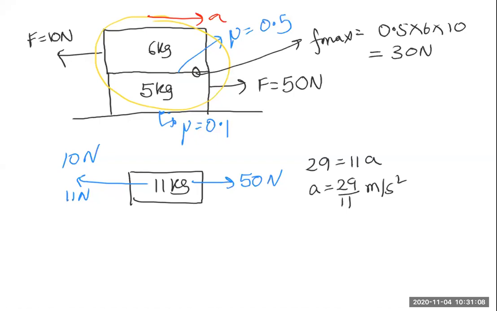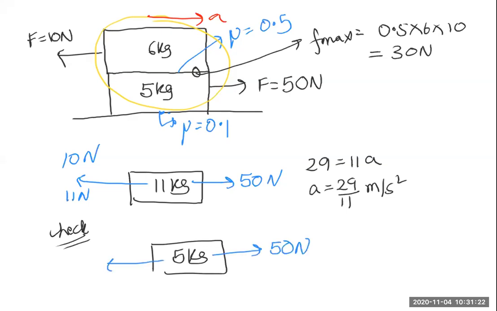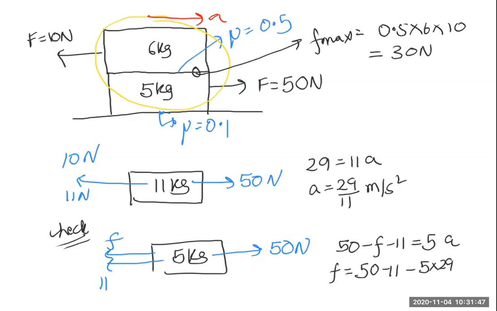Now let's check. 5 kg वाले पे मैं चेक कर रहा हूँ. I can do it for 6 also. 5 kg वाले ब्लॉक पे 50 न्यूटन इधर लगा है, 11 न्यूटन फ्रिक्शन नीचे सरफेस से लगा है और F फ्रिक्शन ऊपर सरफेस से लगा है. So I will have 50 minus F minus 11 is equal to 5a. F is equal to 50 minus 11 minus 5a, that is 5 into 29 by 11.